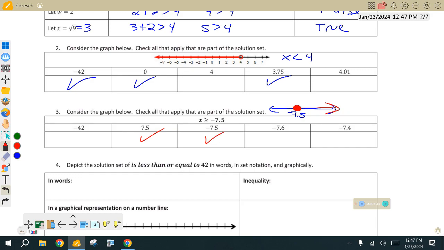Closing it means we can step on negative 7.5. When it was open, I can't step on it. Right. Negative 7.6? No. It's on the left of it. Negative 7.6 is less than. Negative 7.4? Yes, it's greater than. It's on the right of it.